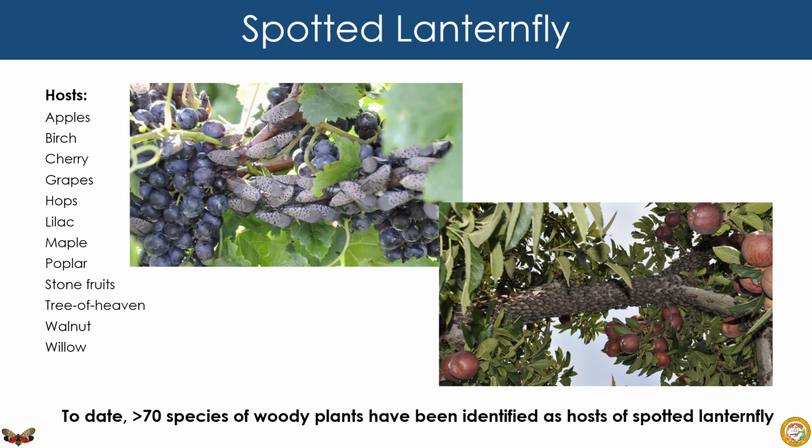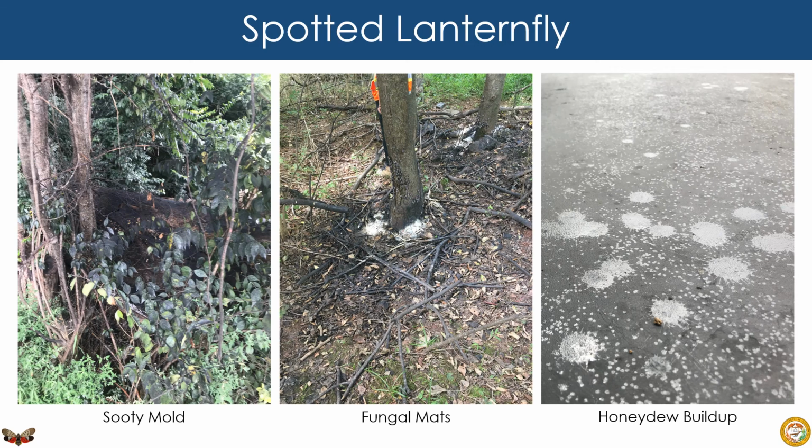There are over 70 species of woody plants that have been identified as hosts of spotted lanternfly. Among these species are key agricultural and ornamental commodities such as apples, grapes, maples, stone fruits, and walnut. The preferred host is tree of heaven, Ailanthus altissima, also an invasive species, and unfortunately one that is widespread throughout North Carolina.